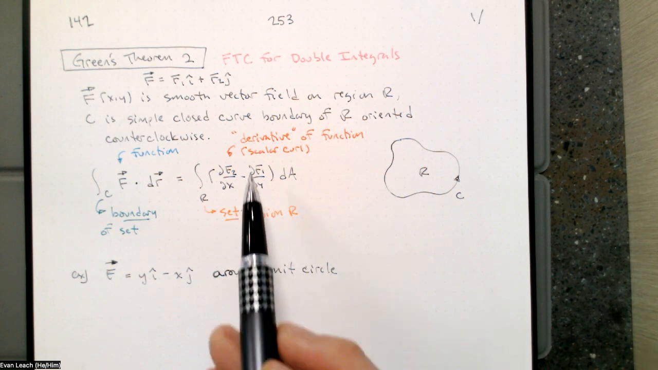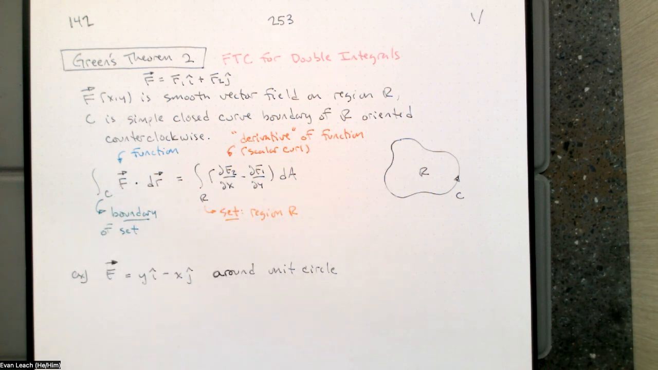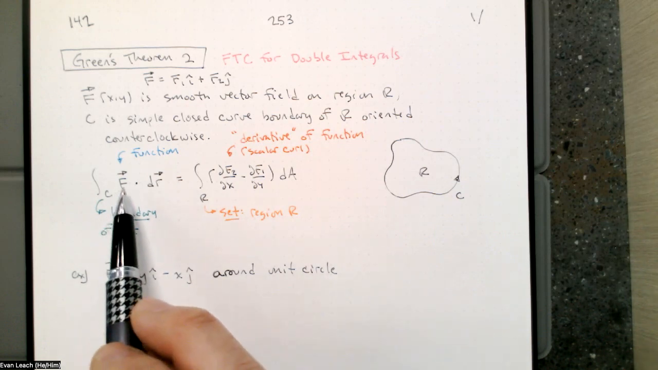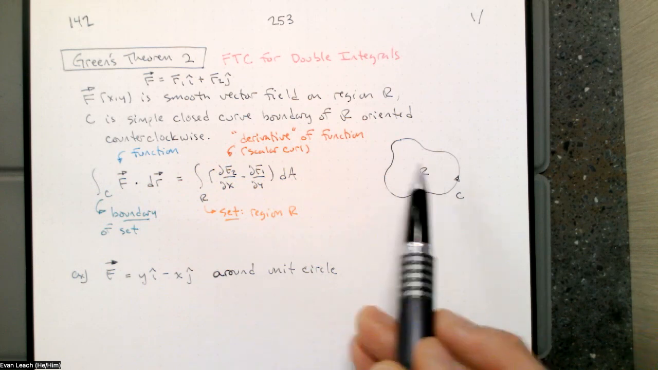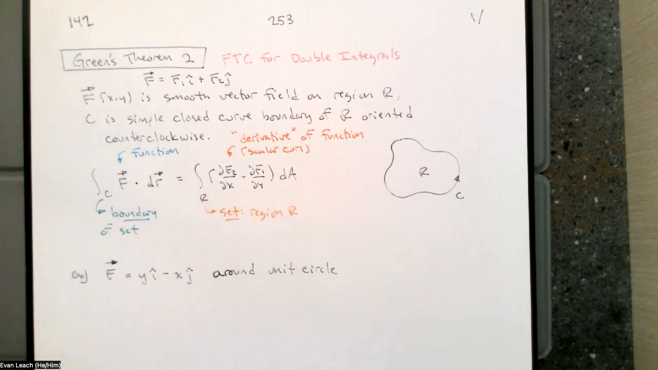Also remember that if the scalar curl of a vector field is equal to 0, that means it's a gradient field. And so if we have a gradient field, then the scalar curl part is going to be 0. We integrate 0 over any region, and we'll get 0. So Green's theorem is specifically for line integrals that are not gradient fields. If we have a gradient field, then we just use the fundamental theorem of calculus for line integrals.